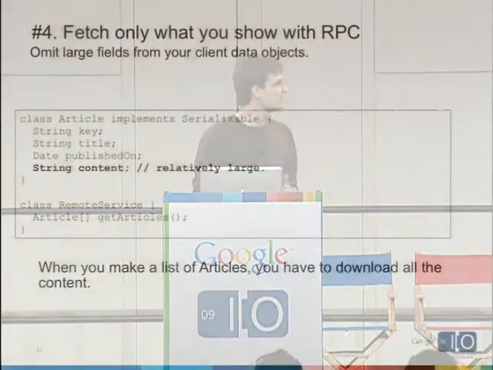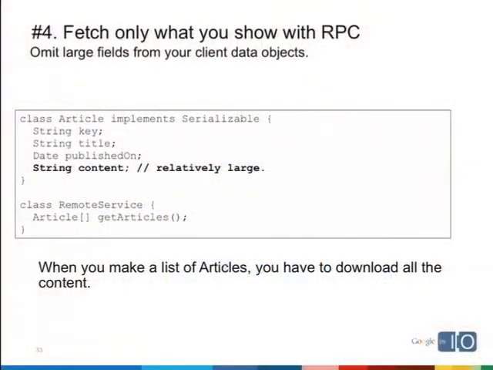Instead, return only what is visible to the user. Tailor your RPC services to only give the things that are going to be on the screen. Now I have a really simple example to demonstrate a choice here. Imagine we have an application that has articles. Articles, as you might imagine, consist of a title, a date they were published on, and then some relatively large content. This is maybe the entire contents of a blog article.